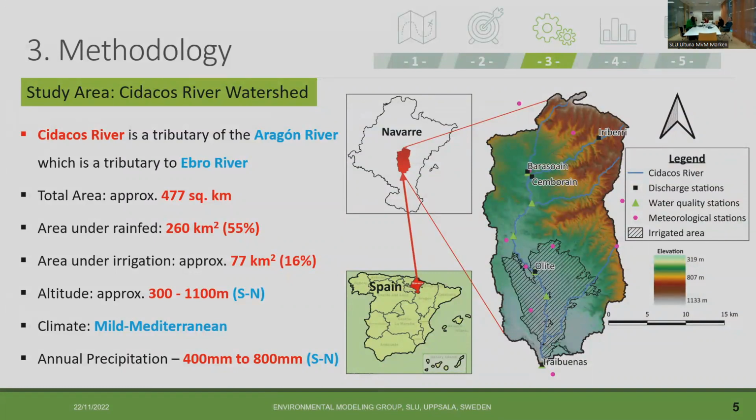And the altitude again varies. The lower side is very low, at 300, so there is spatial variability, and it is mountainous in the northern side. Climate is Mediterranean. Rainfall also varies. The high altitude has higher rainfall of close to 1,000, and the low altitude has less than 500.